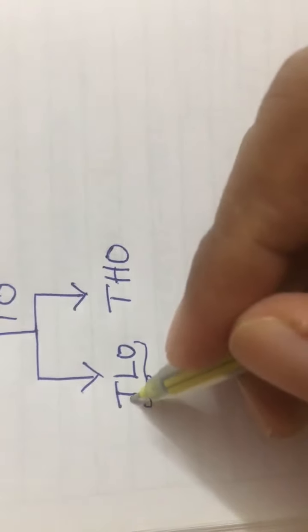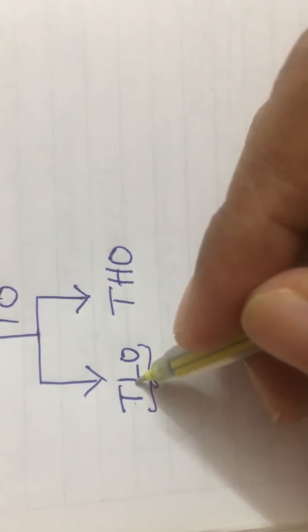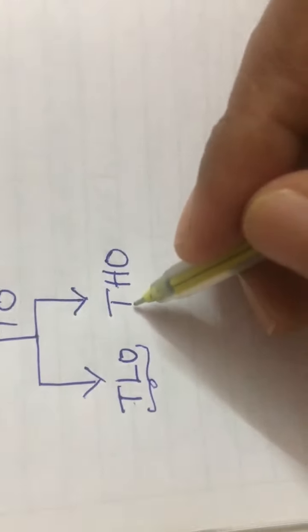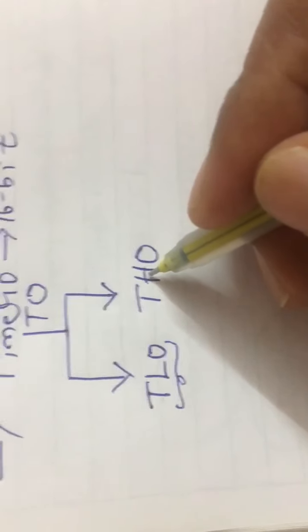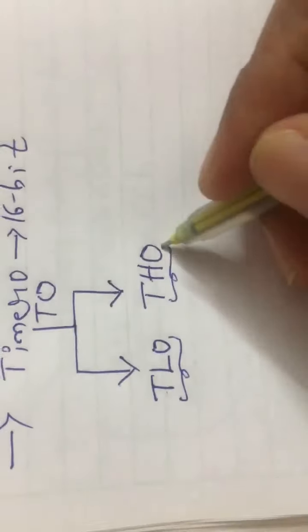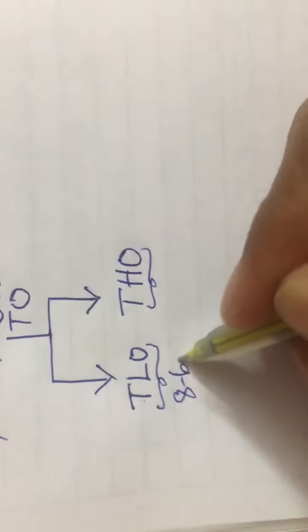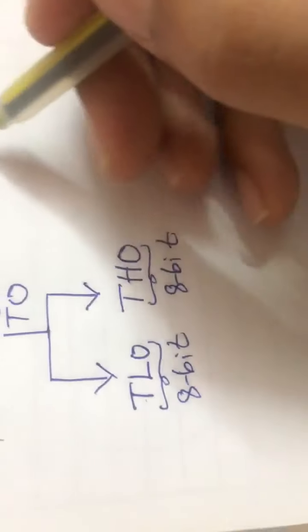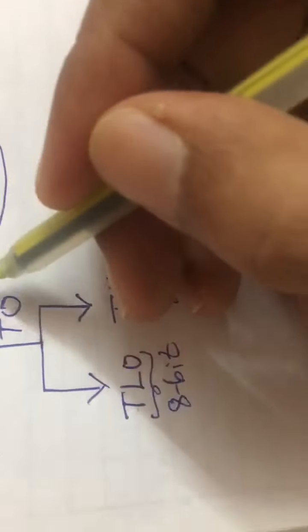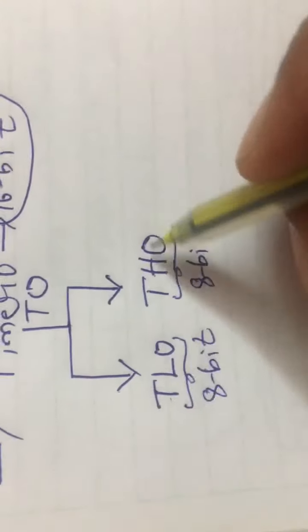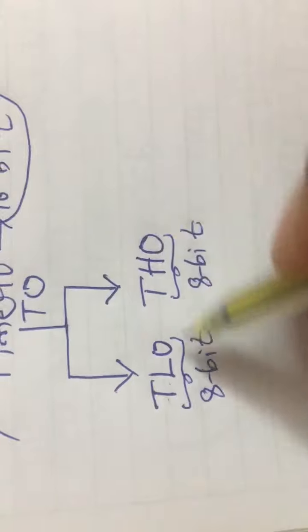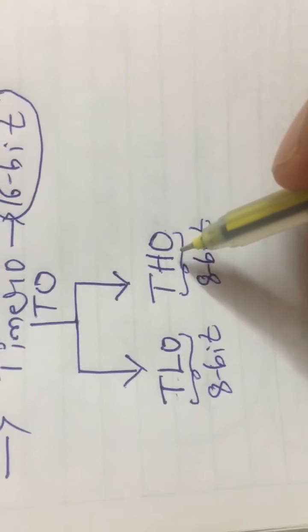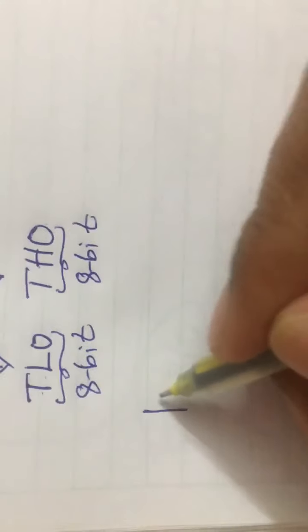T stands for timer, L stands for lower byte, 0 stands for timer 0. T stands for timer, H stands for higher byte, 0 stands for timer 0. These two are 8-bit wide. So this 16-bit wide timer 0 has two 8-bit registers inside. By bit presentation it can be shown like this.